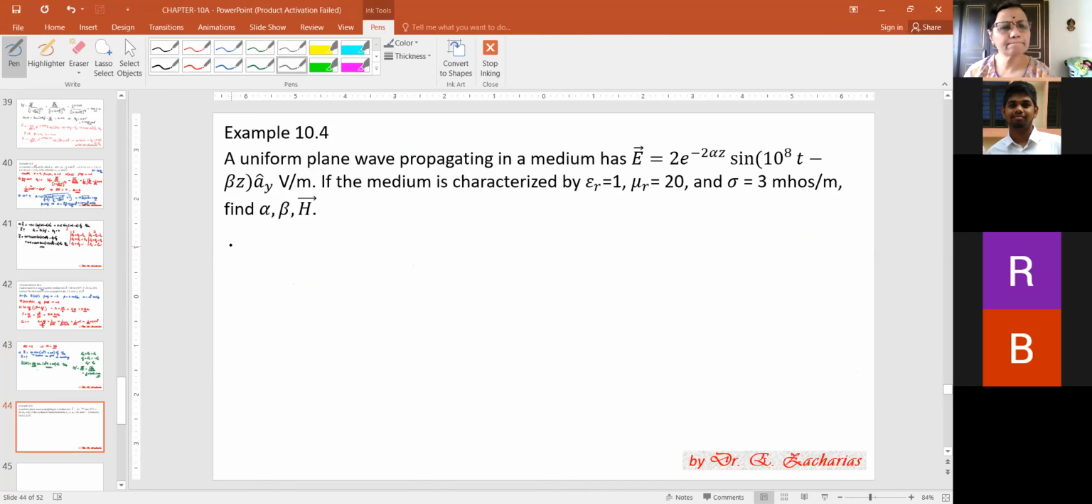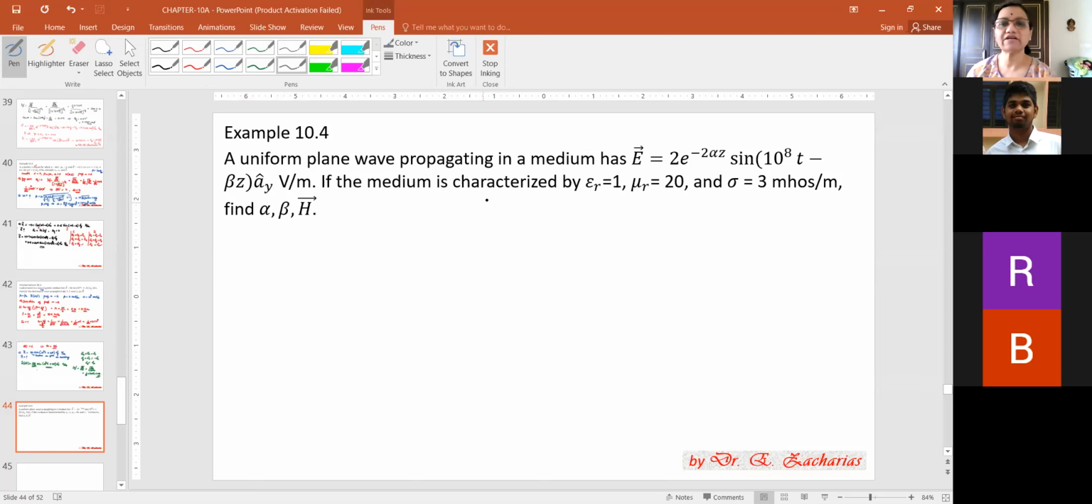Lossy medium. Can be lossy. Can it be a conductor? It can be a conductor also. It may be lossy, it may be a conductor, because conducting materials are so lossy that they won't allow the wave to enter. The wave can penetrate only till delta, the skin depth. So it can be one of those. Let's see what it is.